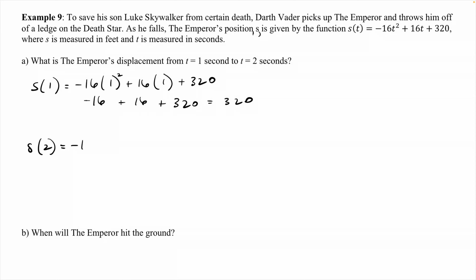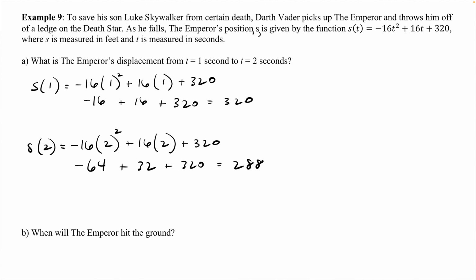Time 2: negative 16 times 2 squared, plus 16 times 2 plus 320. So 2 squared is 4, times negative 16 is negative 64. 16 times 2 is 32, plus 320. So negative 64 plus 32 plus 320 is 288.